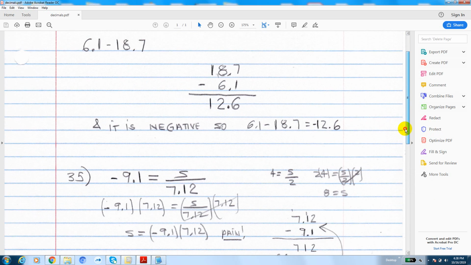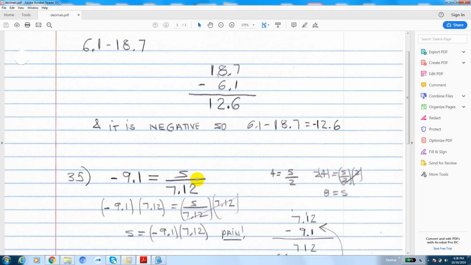Now, what about this problem? Negative 9.1 equals s divided by 7.12. It's just like this problem here: 4 equals s divided by 2. How do you solve this? You multiply both sides by 2. We all know that, right? So you do 2 times 4 is 8, and you get rid of the 2s here, and you get that.